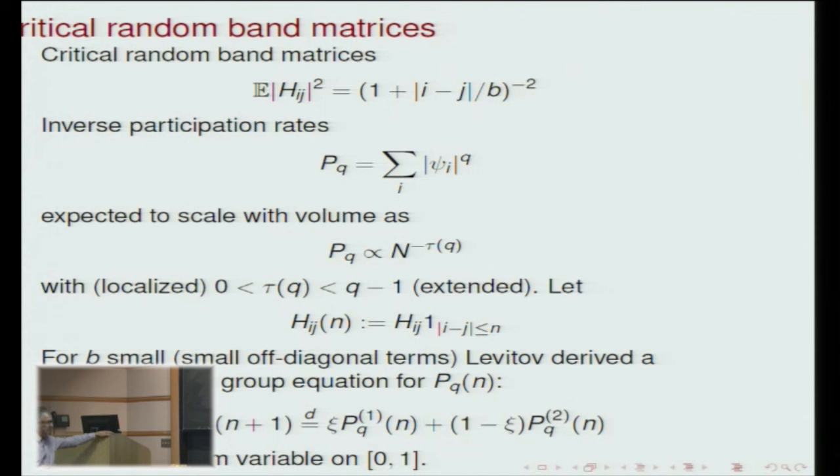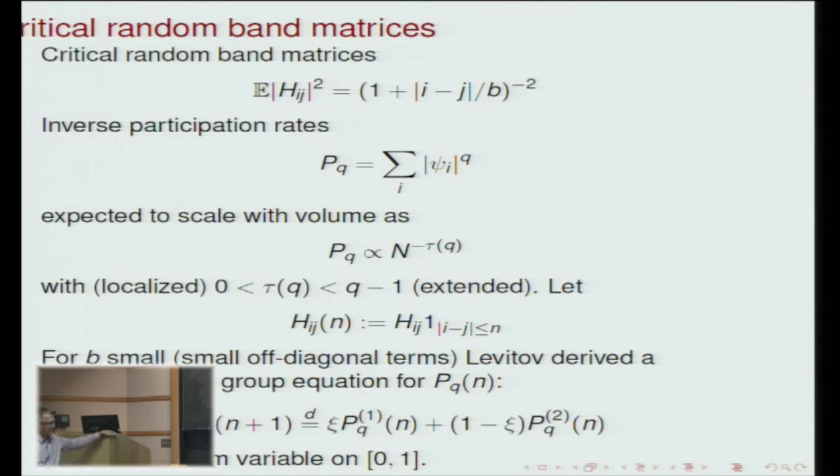There's a nice renormalization group approach to these problems. It goes back about 15 years to Levitov, where what he does is he takes the matrix, cuts it off at a fixed distance, and lets that cutoff then vary. And he sees how the eigenfunctions change as you let the cutoff vary. So you start with n equals 0 when you have a completely diagonal matrix, and you let it increase up to capital N when you have the original matrix. And you see how that flows.